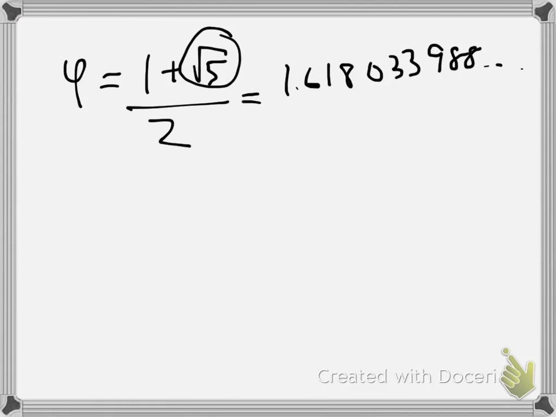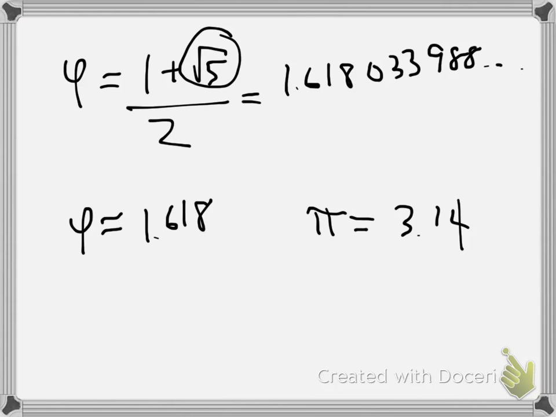Really, if we're looking to abbreviate this numerically, we say that phi is approximately equal to 1.618. This is kind of like saying that pi is equal to 3.14. It's not really equal to 3.14, but for our purposes, it serves a purpose. It helps us in the computation.